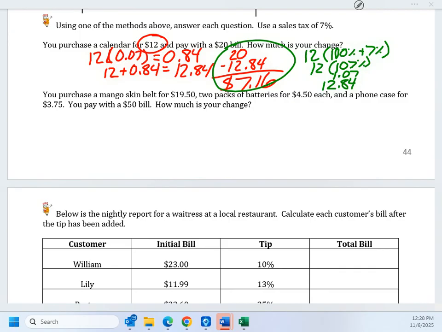Nope. Victoria? So think about what the cashier does at the counter. She scans everything first, right? So she gets that, it's called a subtotal. So you have to figure out how much the whole bunch of it costs. Then we do the sales tax. So, I've got $19.50 plus what? Joe, $4.50 plus what? $3.75.